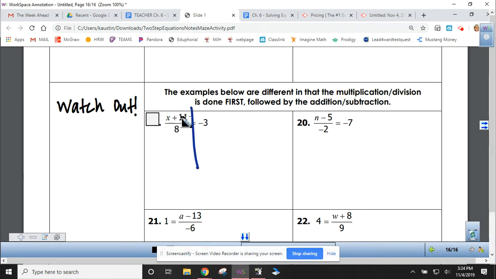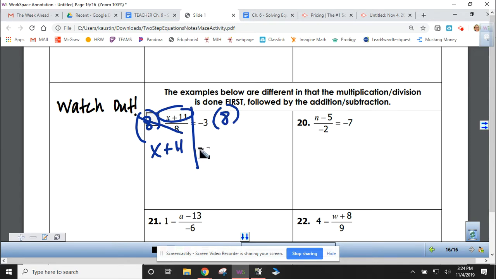I need to break up this fraction. And the way I do that is it says x plus 11 divided by 8. I'm going to do the opposite and multiply each side by 8 first. That's going to get rid of this denominator. So now I bring this down to x plus 11.